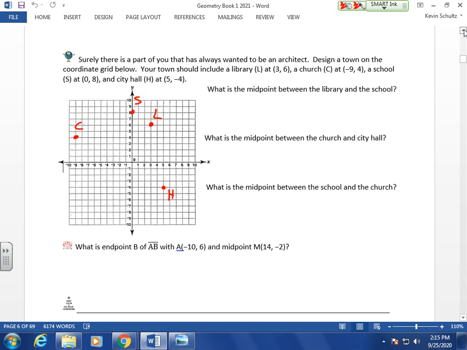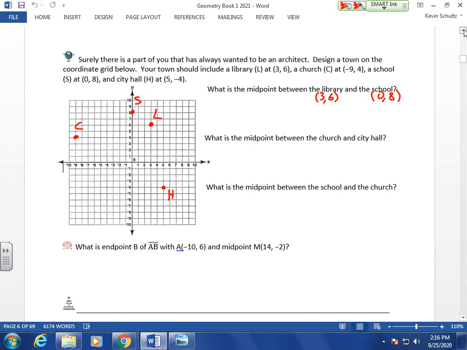The first one, what is the midpoint between the library and the school? The library, recall, is at 3, 6. The school is at 0, 8, and you want to find the midpoint between them. Now, I did not give you a coordinate plane so that you can find it just by looking at it. I want you to use the formula to calculate the midpoint, plot it on the coordinate plane, and then verify that, yep, that looks right about where it should be. It looks halfway between the school and the library.